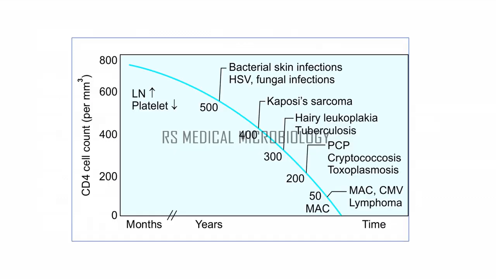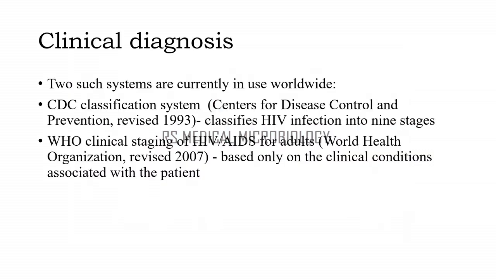In this picture, if you see, it is very beautifully shown how, as the number of CD4 cells falls, the infections happen. So when the CD4 count falls to around 500, you have multiple bacterial infections, followed by Kaposi sarcoma, tuberculosis, PCP, Mycobacterium avium complex infections, and lymphomas.